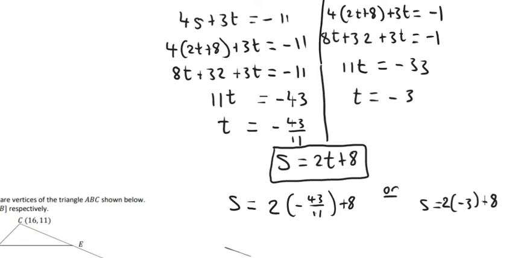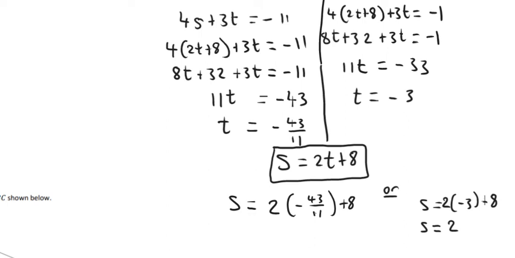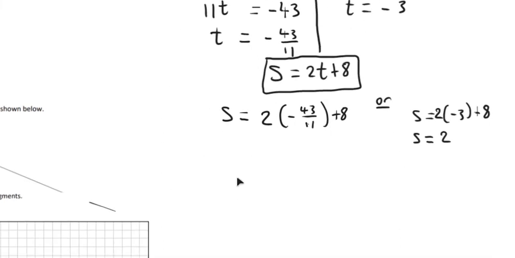So the one on the right is simple enough. s is equal to minus 6 plus 8, which will be 2. The one on the left here, 2 times minus 43 would be minus 86 over 11 plus 8. Then you can put that in your calculator and you should get 2 over 11.